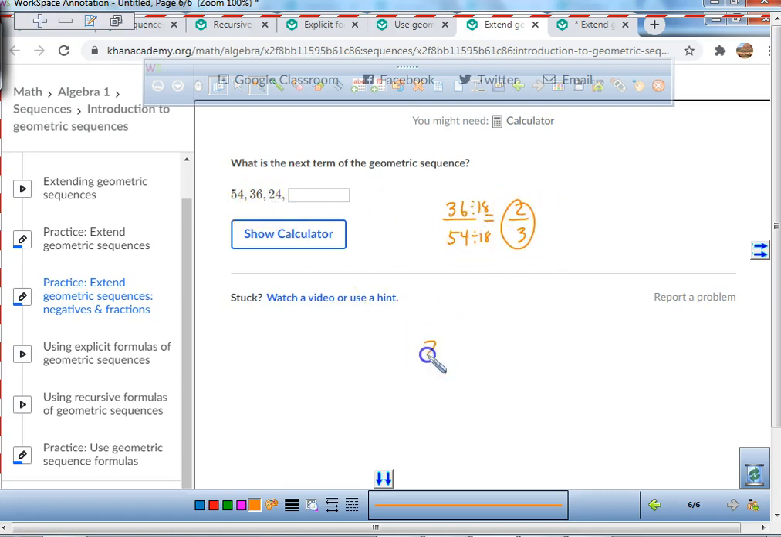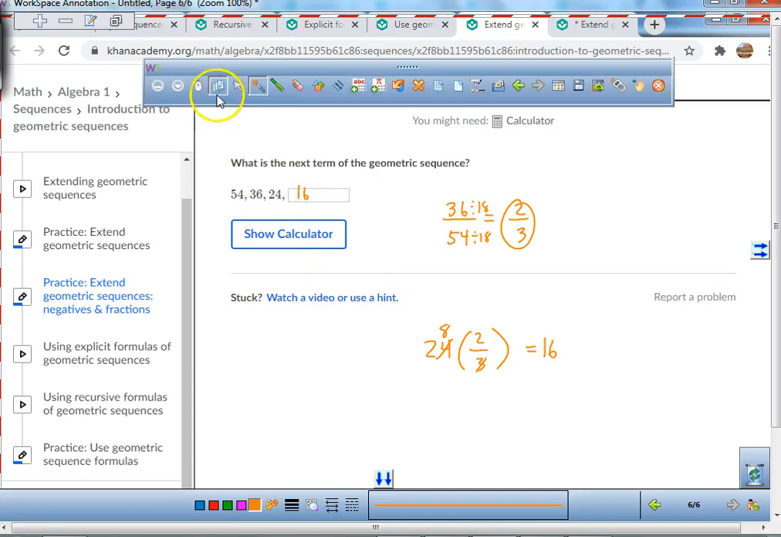So what we have to do is we got a 24. We got to multiply it by 2/3. Well, 3 goes into 24 a total of 8 times. 8 times 2 is 16. So 24 times 2/3 is 16. So I'm going to put a 16 there.